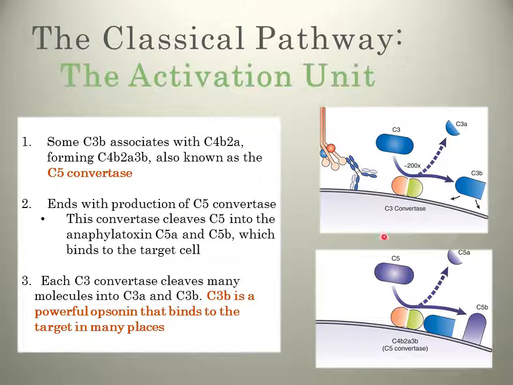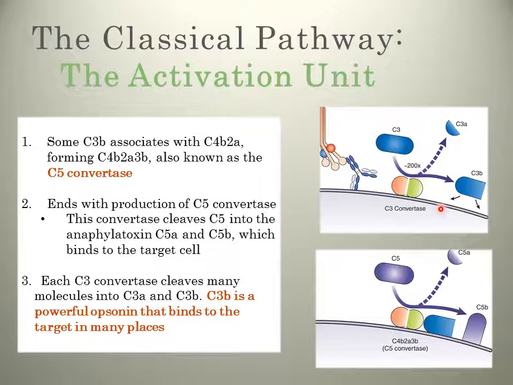So it's getting a little hairy here, but stick with me. You can follow along and digest this. Where we're at now, our C3 convertase was formed. It's attached to the pathogen's membrane. What does C3 convertase do? It splits C3 into two parts. C3a is going to float away and do something else. C3b is going to attach to the cell membrane.